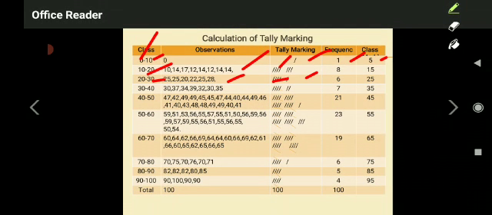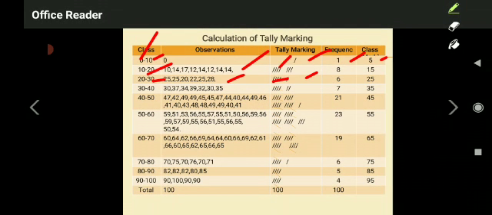Look at the 30 to 40 class interval. There are total of 7 observations: 30, 37, 34, 39, 32, 38 and 35. For those 7 observations, in the tally marking column, you have to put one tally bar which includes 5 observations and 2 more lines for showing another 2, and total of 7 frequencies are falling between 30 to 40 class interval.